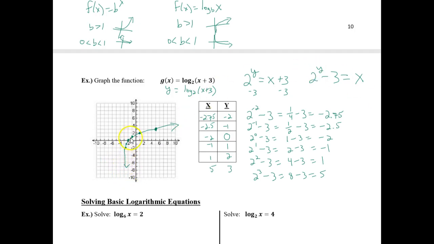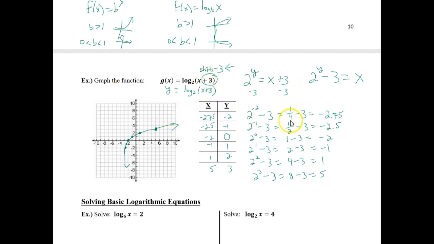So it still has our log shape here, but it has shifted, right? So we thought that it should go through 1, 0 here, but that point has moved back 3 places. So this positive 3 inside shifts it left, so shifts it in the negative 3 direction, so going left 3. So there's an example of a shift with the x value.